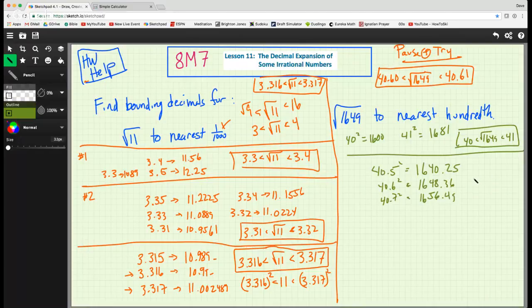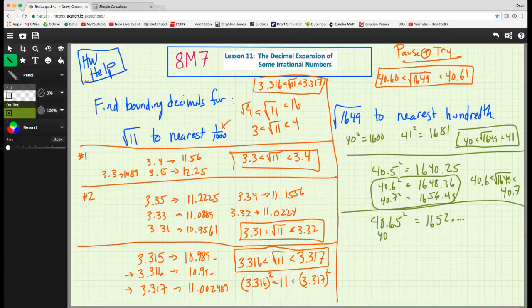1656.49. So we know that we're between 40.6, less than the square root of 1649, which is less than 40.7. We know we're between 40.6 and 40.7. So let's try 40.65 squared. That's equal to 1652... So we're going to go lower because we're too high.